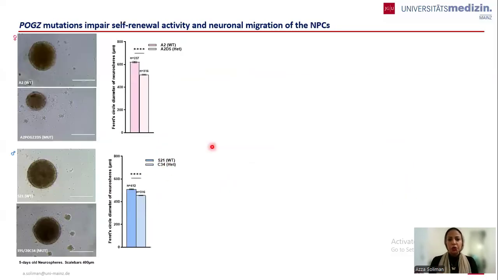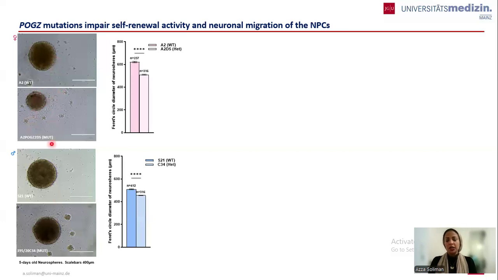Next, we wanted to study this more in 3D models. So in that case, I used neurospheres. And what we wanted to see first is the effect of this mutation on the proliferation, in terms of the diameter of the neurosphere. So I would culture the neurospheres for 5 days, and then after 5 days, I take pictures and measure the diameter of the neurospheres. This can be an indication for the proliferation and how much the cells can proliferate, or self-renewal activity.